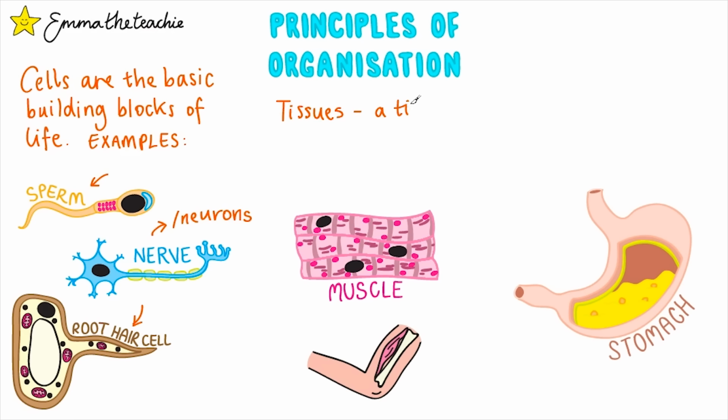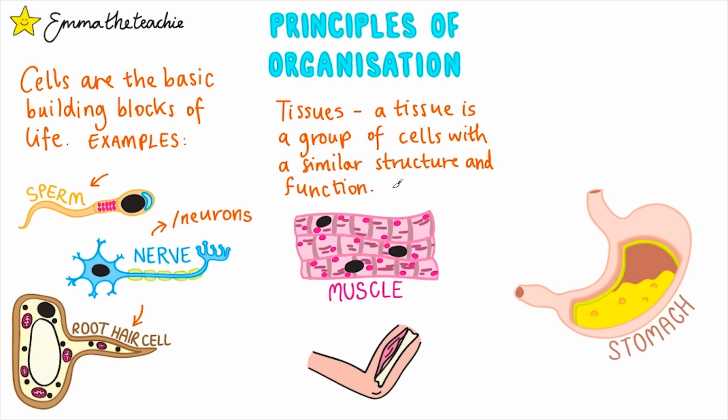Next up are tissues. A tissue is a group of cells with a similar structure and function. Let's look at an example. Here we've got muscular tissue, and its function is to contract, causing movement. And you can see that all of the cells have a similar structure.